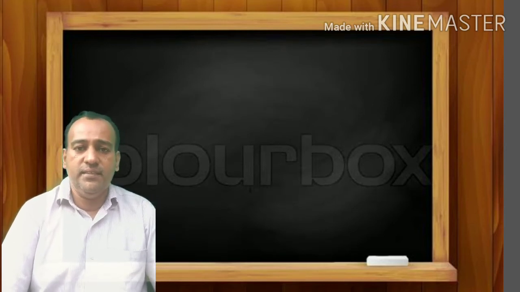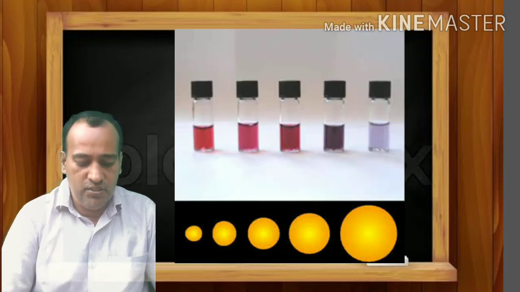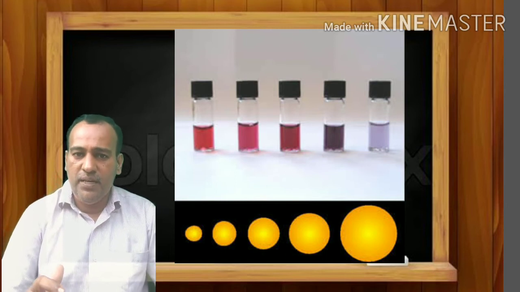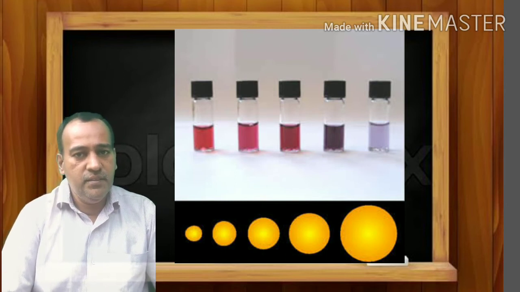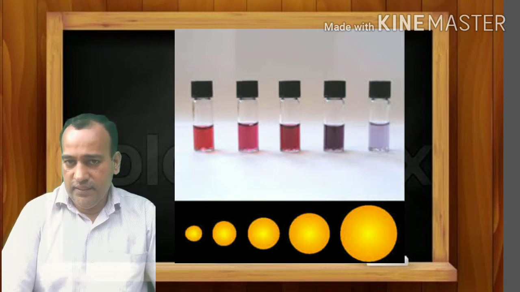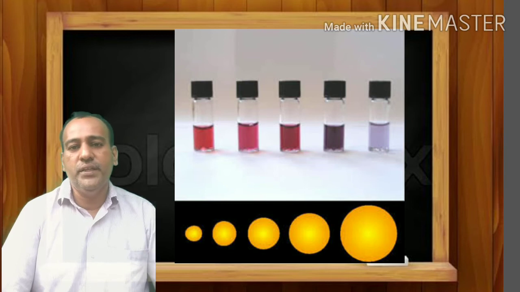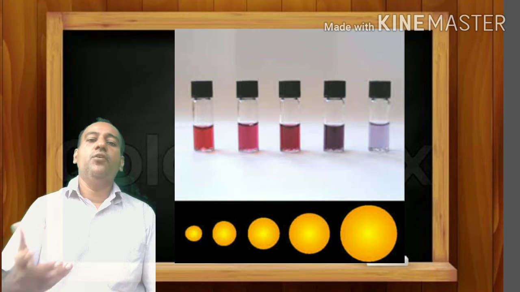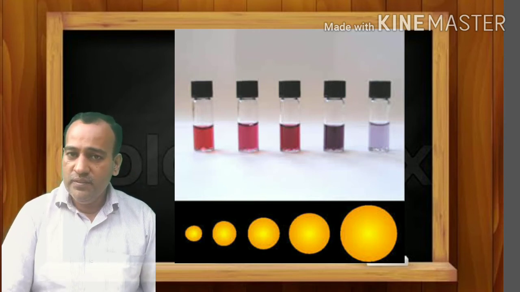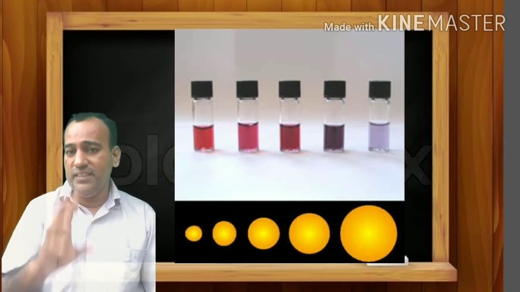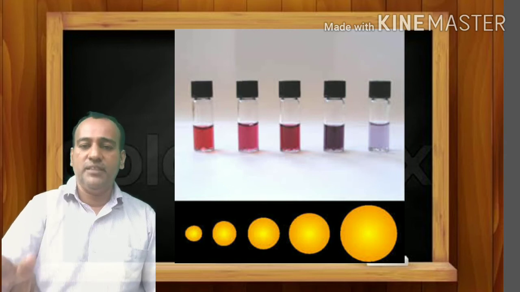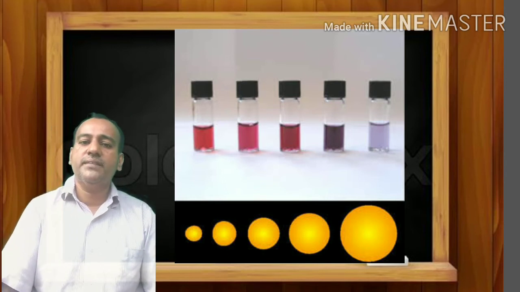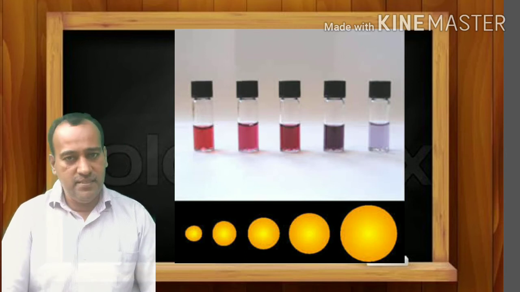For example, if you take very fine gold sol, it is red in color. If the size of the particle somewhat increases, then it becomes purple in color. Again, if the size increases, it becomes blue in color. And finally, it becomes golden in color. So the color of the colloidal particle depends on the wavelength of the light, and the wavelength depends on size. When size changes, the color of the colloidal particle also changes.